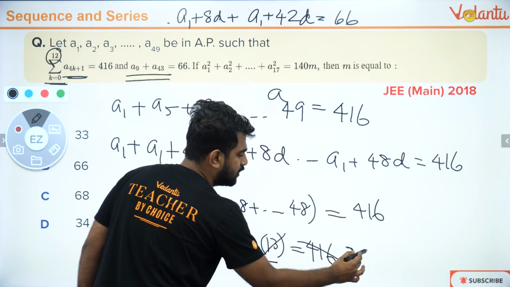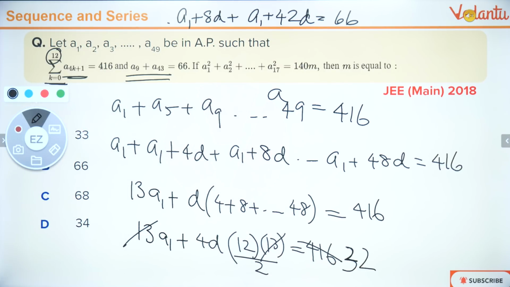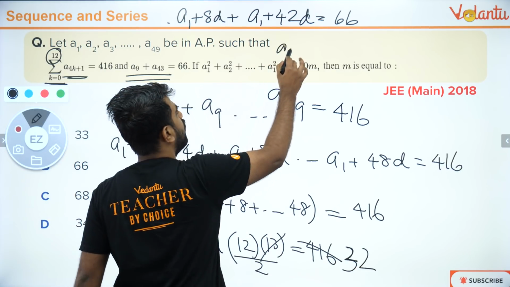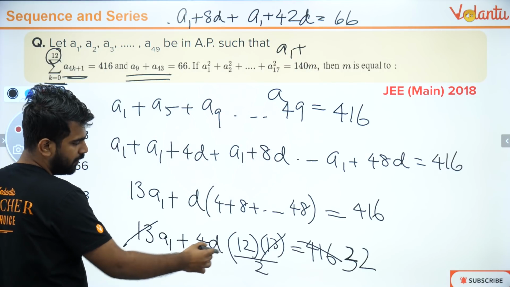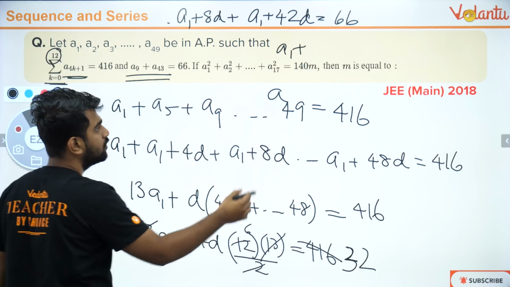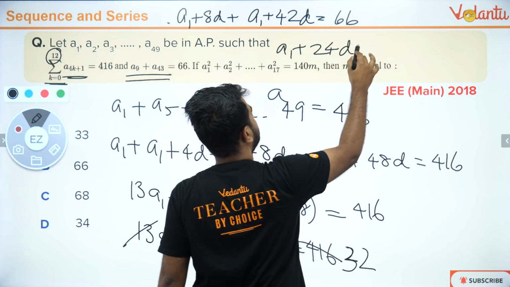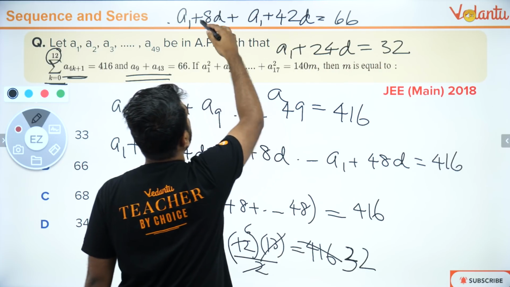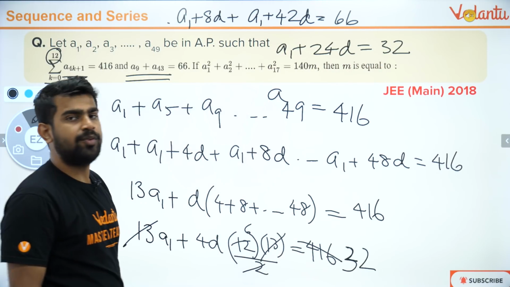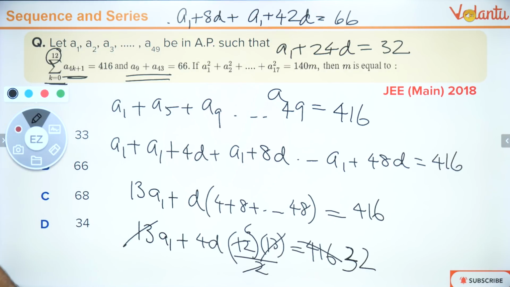3 times 26 is 2 times. So 32. So what do I have? I have a1 plus, we have 2 and 12, 6, 24d is equal to 32. And what do I have from here? So we have 2 linear equations, 2 variables, solve it, get your answer.